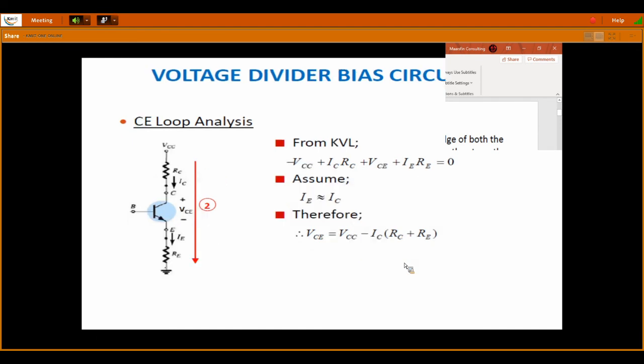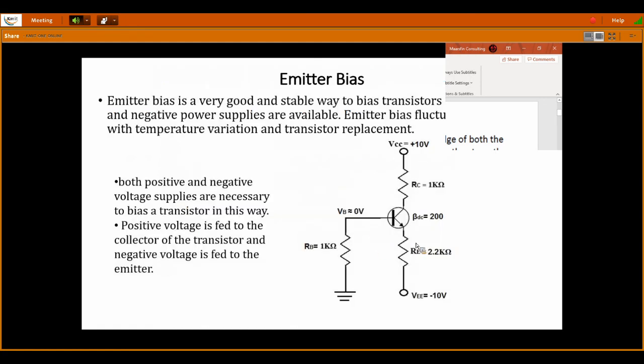So next IC, using your output, applying KVL at the output loop, we can find: VCC minus ICRC minus VCE minus IERE is equal to 0, as IE is approximately equal to IC. The output voltage VCE is equal to VCC minus IC into (RC plus RE).